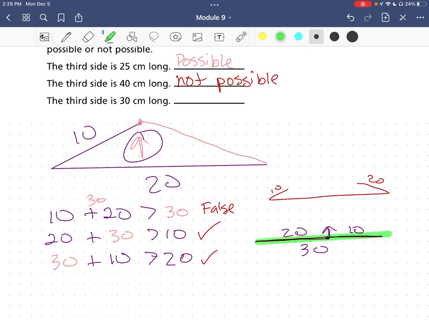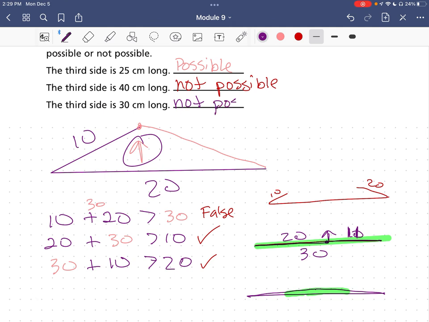Even if this had been, let's see, 11, just barely bigger, you would have had your long side and it would be a long skinny triangle, but it would have worked. There would have been some sort of distance in there. So our last one, again, not possible. Close, getting closer, but not possible.